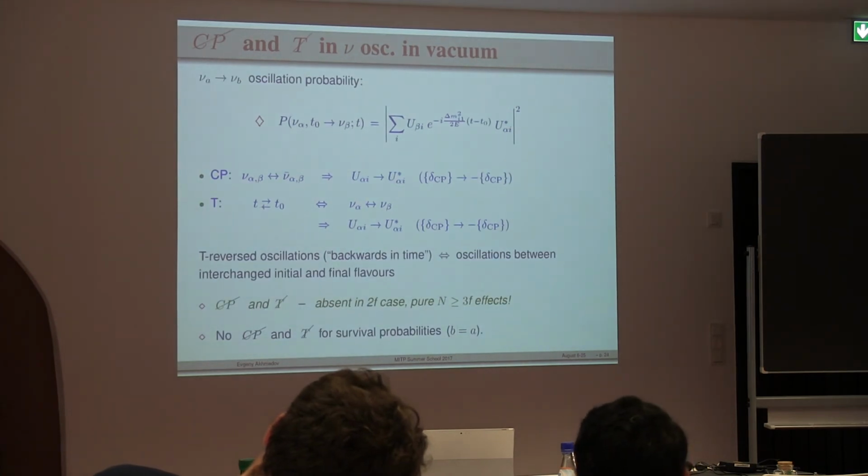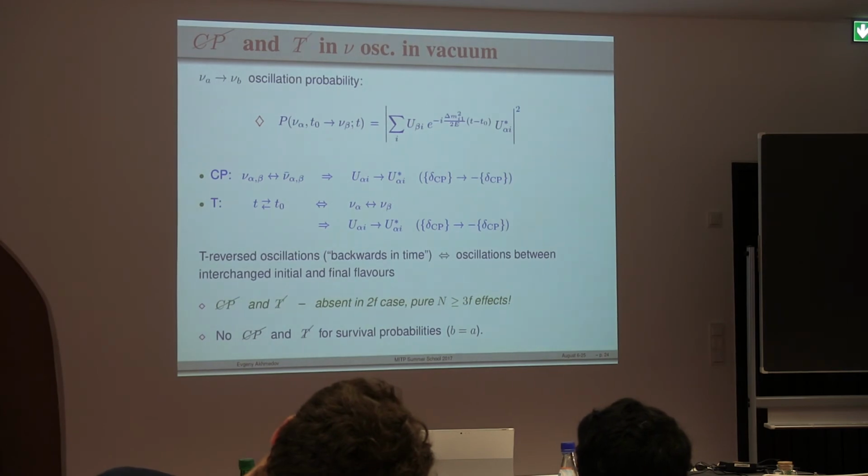Okay, I'm badly behind my schedule, but let me very quickly discuss the implications of CP and T violations in neutrino oscillations in vacuum. Okay. What can we say about the oscillation probability in vacuum with respect to CP and T transformations?